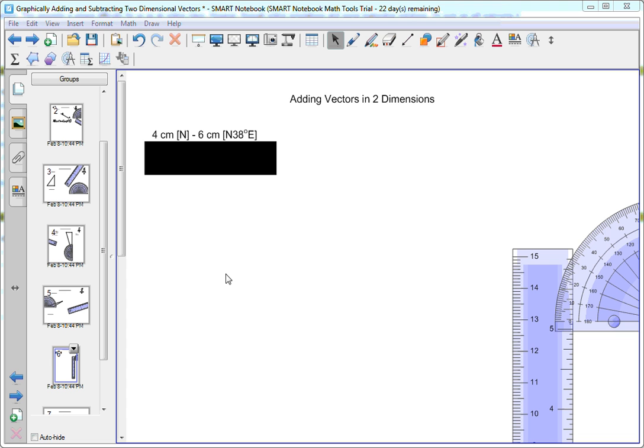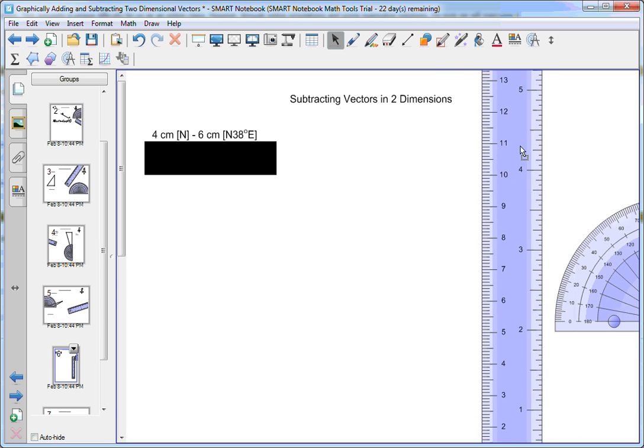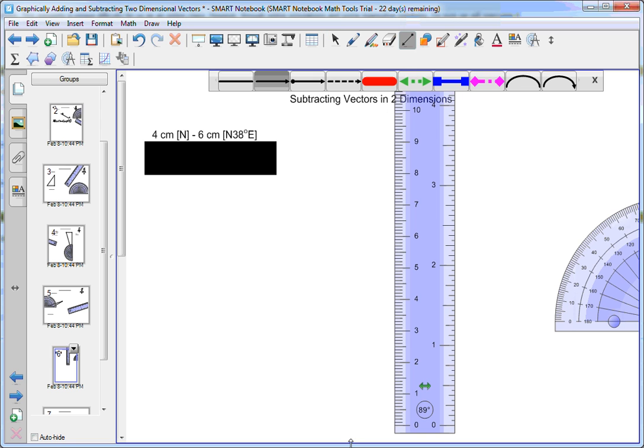All right, it gets a little bit trickier when we're subtracting vectors in 2 dimensions when one of the vectors is not straight up and down or straight sideways. Even trickier in subtracting, because what is the opposite direction of north 38 degrees east? Well, let's start off by drawing our vector of 4 centimeters north.